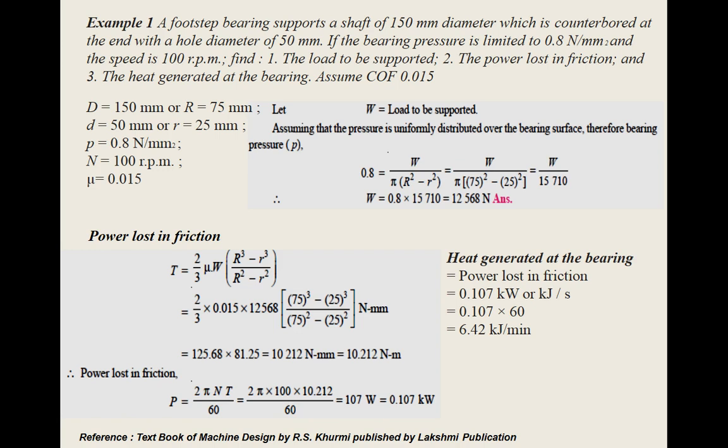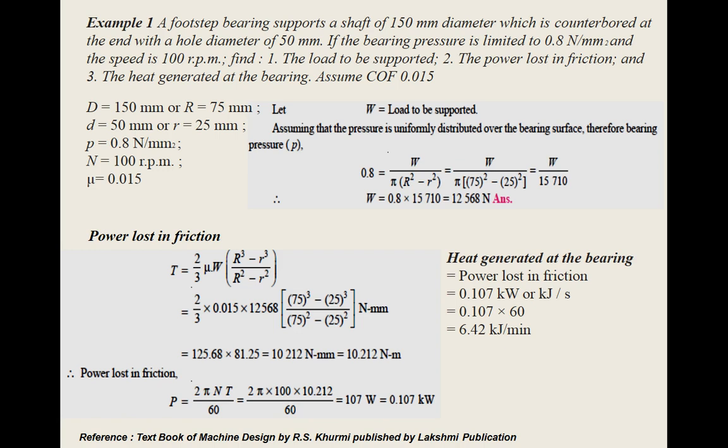After calculation, we calculate the load is 12,568 Newton. This is your first answer. Now you have to calculate the power lost in the friction. The equation for torque T is equal to 2 by 3 mu W times (R cube minus r cube) upon (R square minus r square). After calculating it, the torque is given as 10.212 Newton meter.